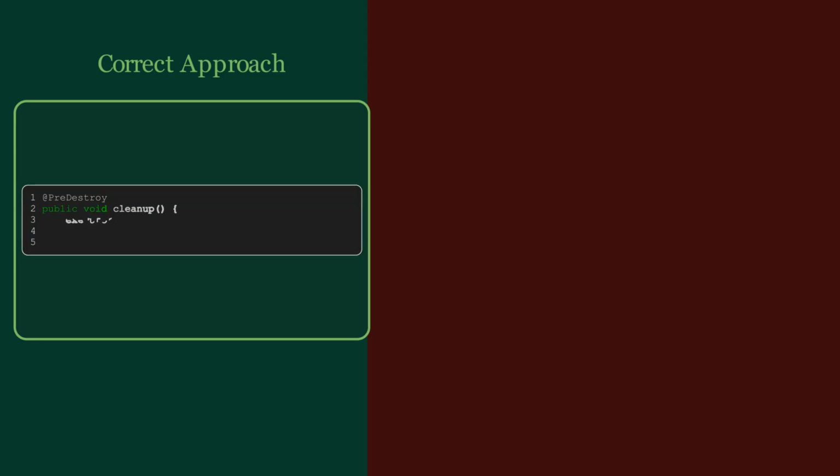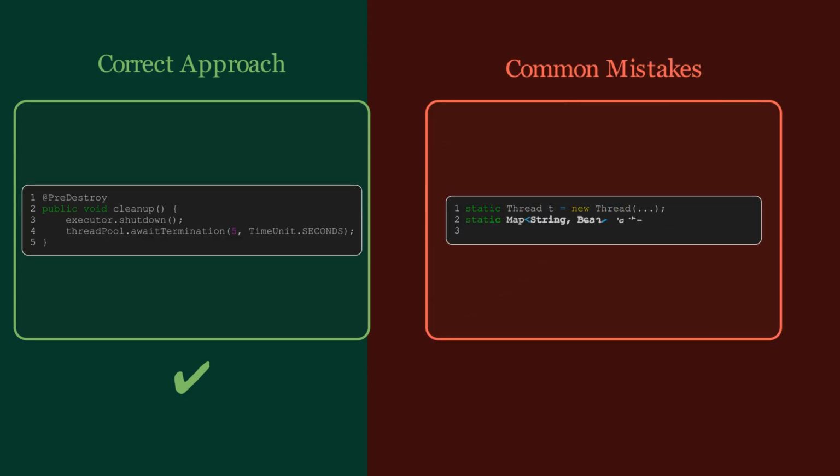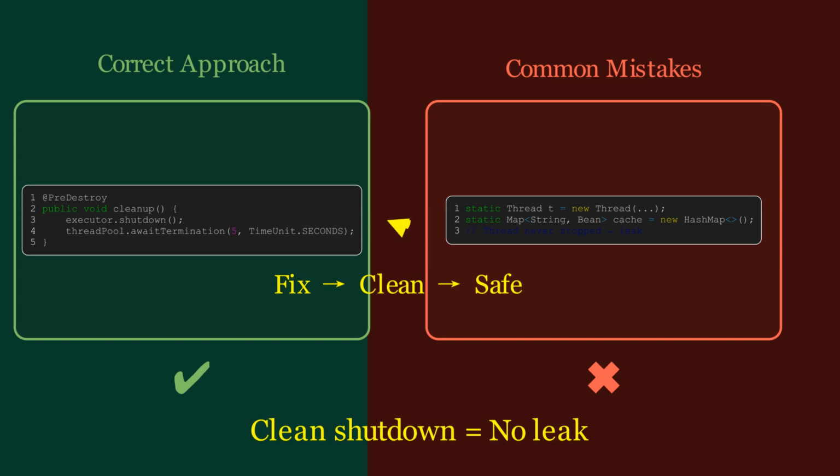The solution isn't in a JVM flag, it's in your code. Make sure all your background threads are shut down properly in a PreDestroy or DisposableBean method. Avoid static references to Spring Beans or classes, they keep the old ClassLoader alive. And if you're using reflection, always use the correct ClassLoader. In Tomcat, you can even configure it to automatically clear references on undeploy.